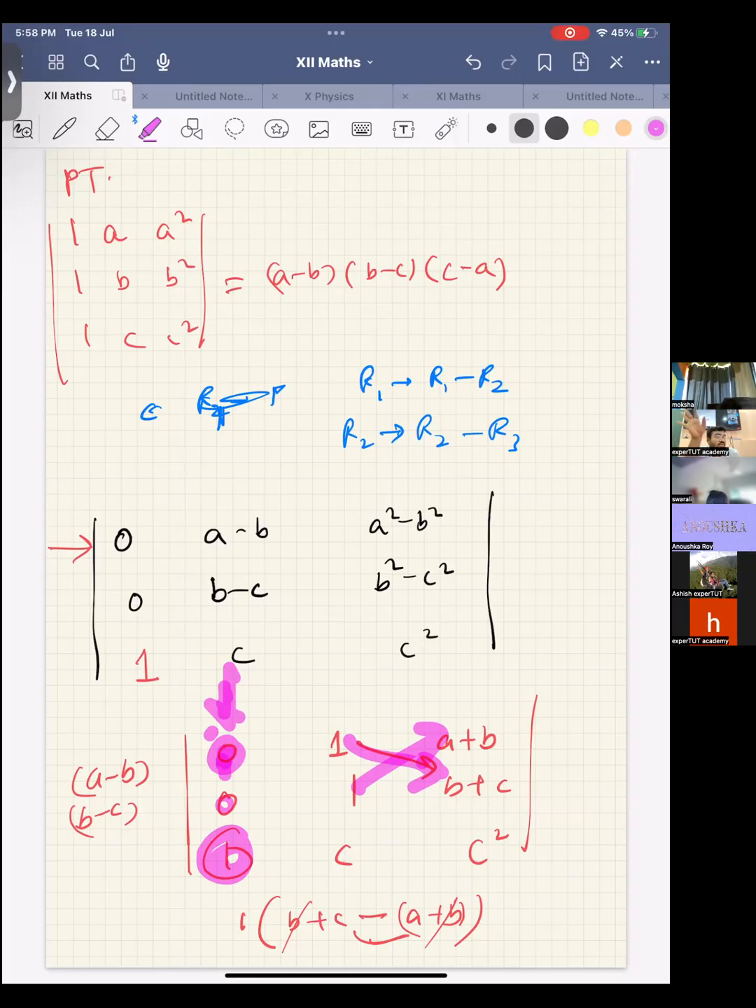I took R1 as R1 minus R2, right? You could have done R2 as R2 minus R1 also. That's why I asked him first. No, I thought you were asking about the following two steps. I thought you were going to do R1 is R1 minus R2 and R2 is R2 minus R1. No, say R2 is R2 minus R1 and R3 is R3. Yeah, you can do that. Okay?